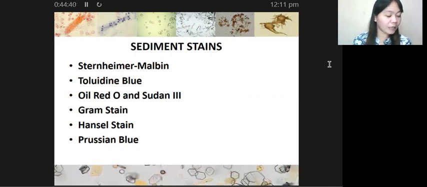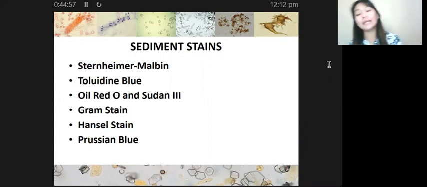So lagyan nyo na lang ng asterisk si 2% acetic acid kasi it's not really a sediment stain, but it is a reagent that we can use to distinguish sediments which are present in your urine. So particularly yung mga cells natin. Okay, cells.